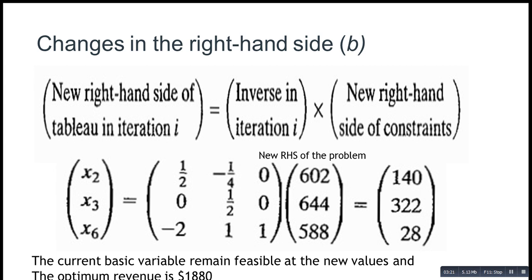In this slide, we took an example in which the constraints' right hand side changed to 602, 644, and 588. Through matrix multiplication, we got the new optimum solution, which is x2 equals 140, x3 equals 322, and x1 is 0. And thus, the optimum revenue is $1,880. As we see, we did not design the whole problem again. We found the new solution using the existing solution by following a simple method, which is nothing but a formula shown in the slide.